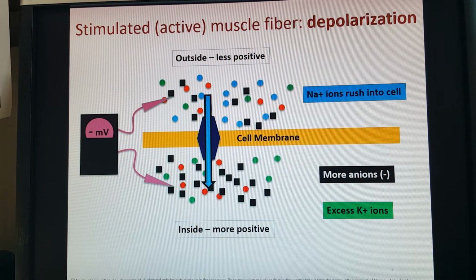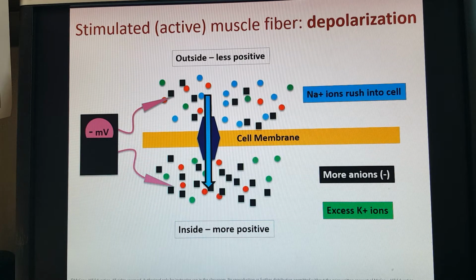Okay, so for our muscle, we're just going to only deal with the excitatory type of stimulation. So we have our negative millivolt difference between the inside and outside of the cell. At threshold, it's still a negative number. So when we have our acetylcholine, which is the ligand, it's going to bind to the acetylcholine receptors, which are our ligand-gated ion channels.